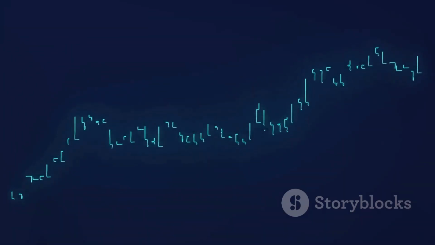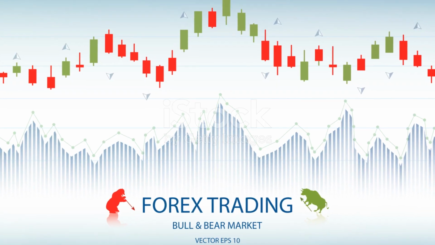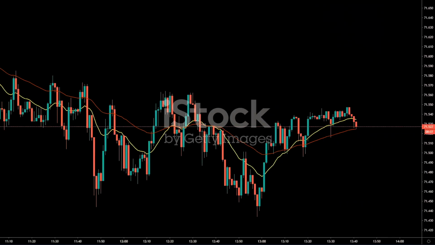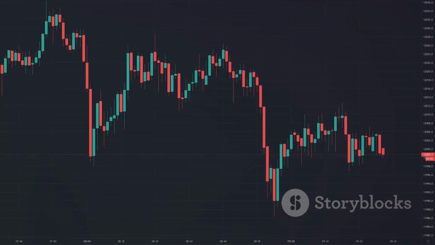One popular technique is the stochastic oscillator, a momentum indicator comparing a particular closing price of a security to its price range over a certain period. It helps identify potential reversal points.